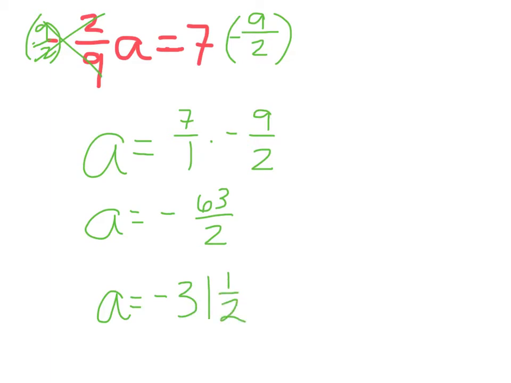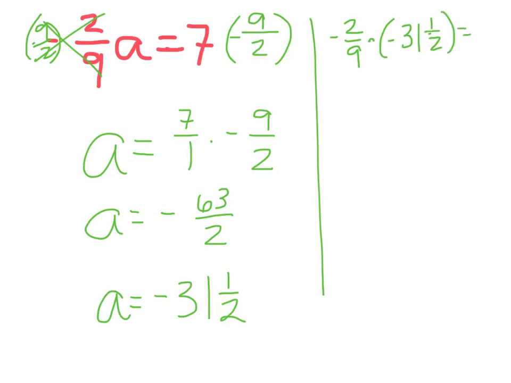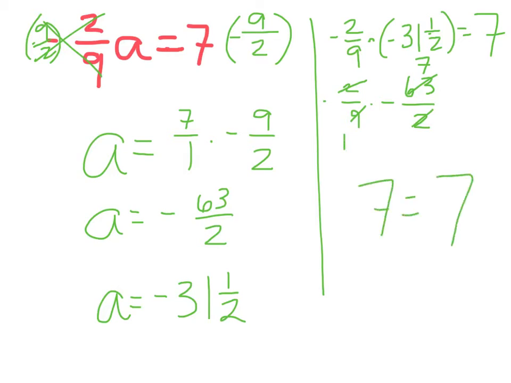And then I need to check it. So I have negative 2/9 times negative 31 1/2, and I need to see if that equals 7. So I need to do negative 2/9 times negative 63 over 2. My 2's can cancel. My 9 and 63 can both be divided by 9. Negative times negative is positive. 7 equals 7.